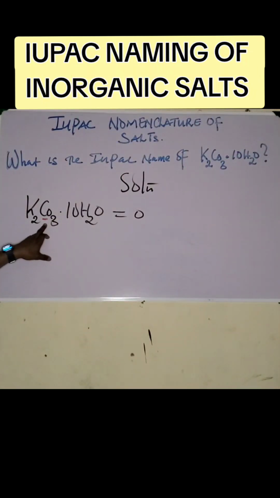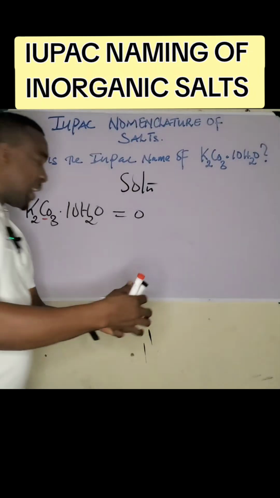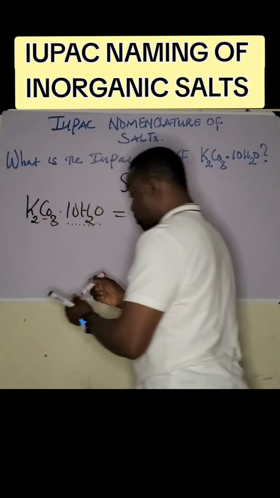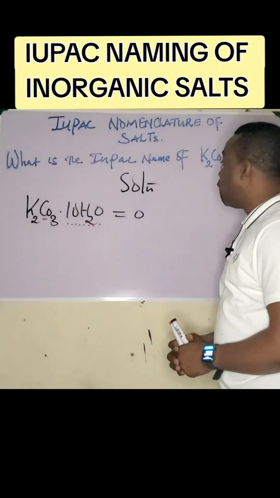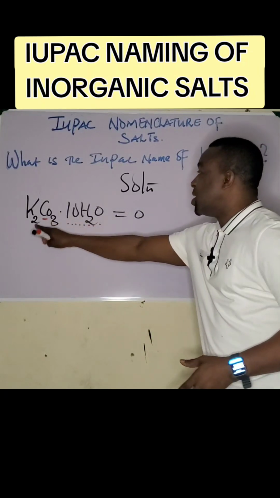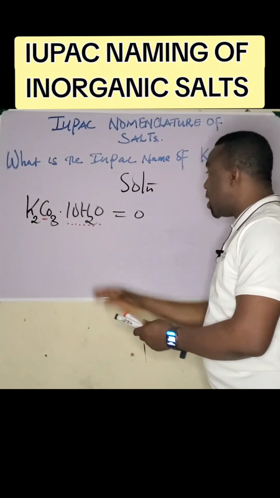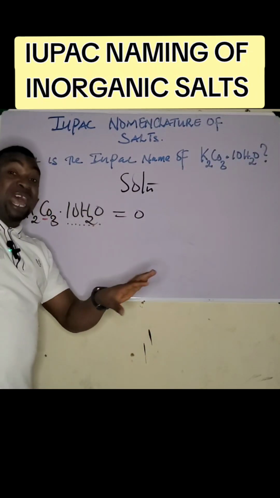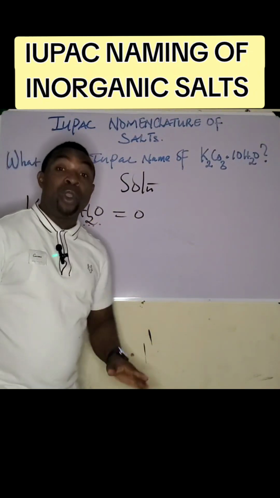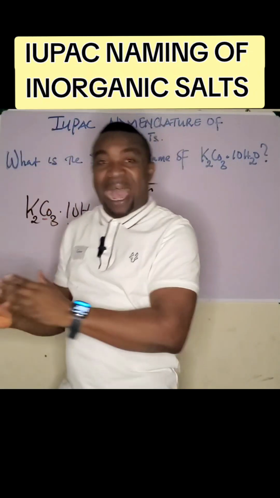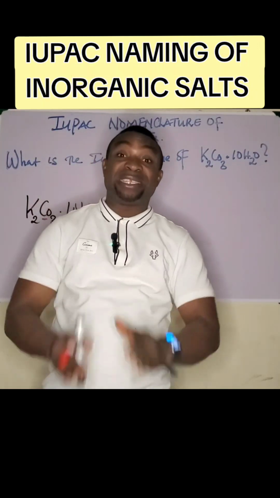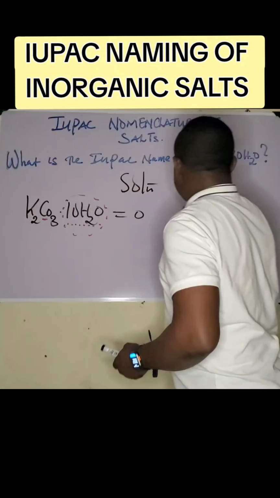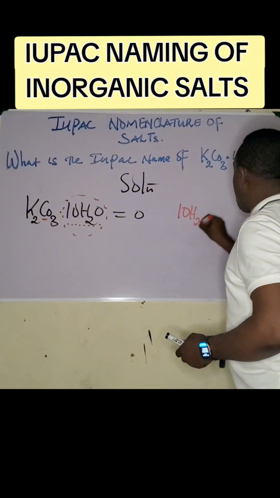The central element here is carbon, but let us consider this particular molecule of water attached to this compound. When you are given this kind of compound, and you have molecules of water, a hydrated compound is a compound that contains molecules of water. These molecules of water will always give us 0.